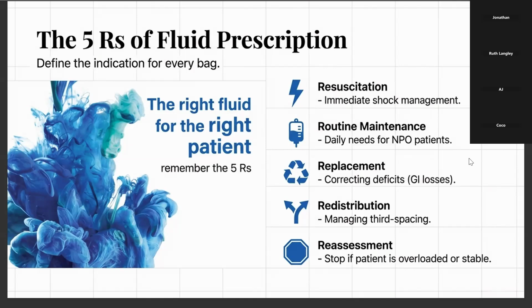Replacement, correcting deficits. So if they've got a very active bowel, or their NG tube is draining loads and loads, then we need to replace that as well, and we need to work it out.